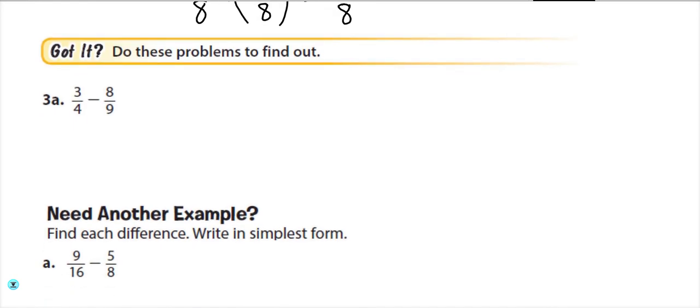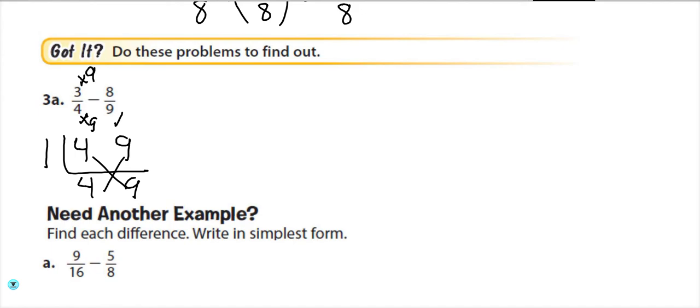Okay, so I have 3/4 minus 8/9. So can I change the 4 into a 9? Nope, not this time. Okay, so we're going to have to draw our box. One's going to be the common factor here, so it's just exactly the way it is. So we just need to multiply by each other. So these are going to be times 9, and these are going to be times 4. Okay, so we have 3 times 9, which is 27.